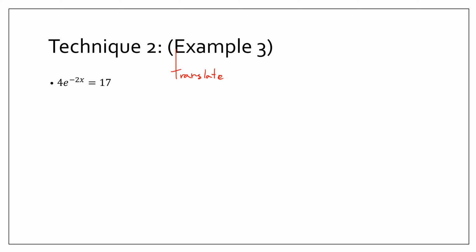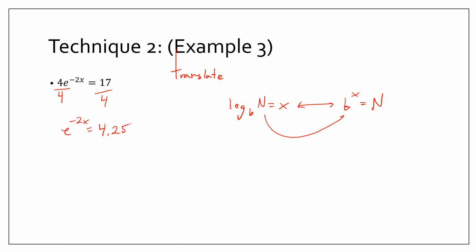First of all, I need to probably isolate the power. So let's quickly divide through by 4. e to the negative 2x equals, I think that's 4.25, 17 divided by 4. Now at this point, remember what the logarithmic translation is. You need to have this super memorized, and I'm not writing it right now, but log base b of x equals n translates to b to the x equals n. Likewise, just like I can go from here to here, I can also go backwards from here to here.